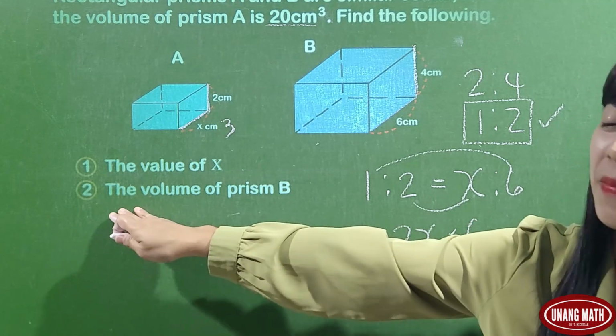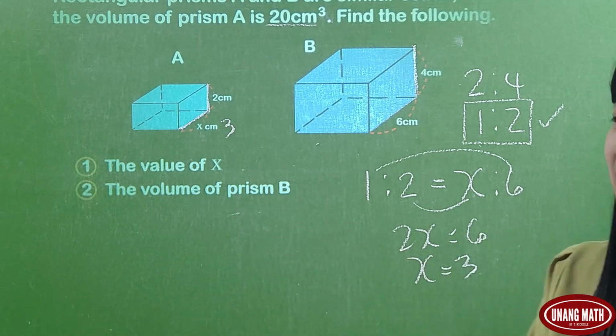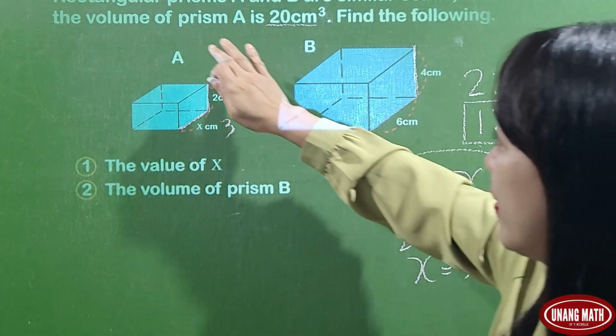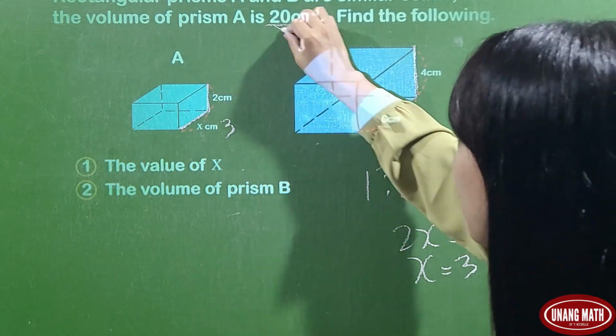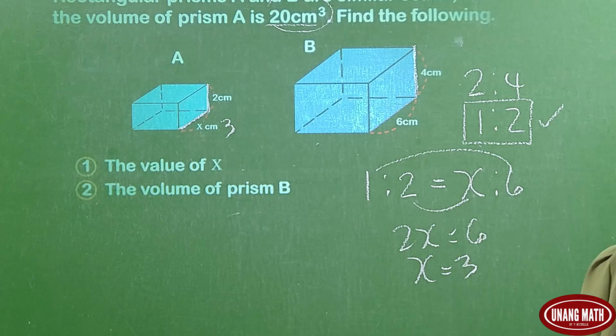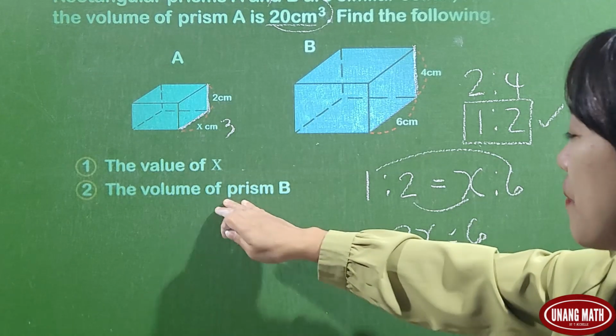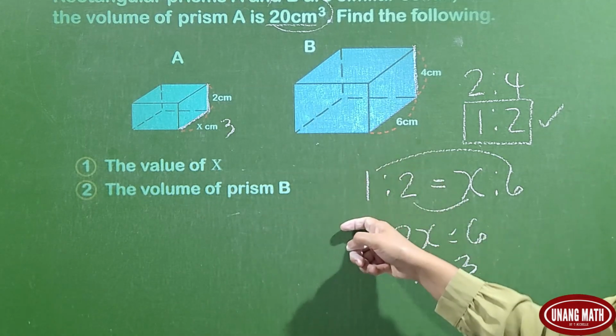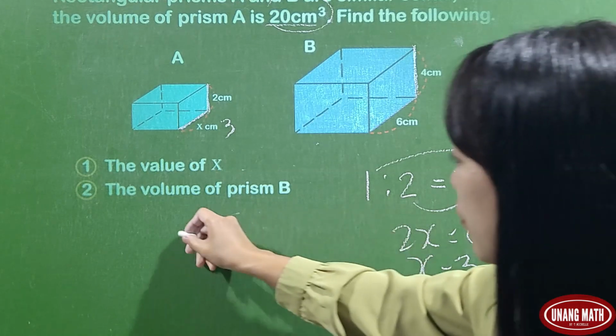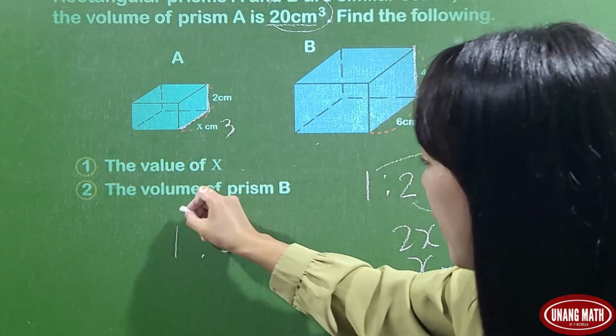Now, what about the volume of prism B? It's already given that the volume of prism A is 20 cubic centimeters. To find the volume of prism B, we get the ratio of similarity, which is 1 is to 2, and raise it by 3.